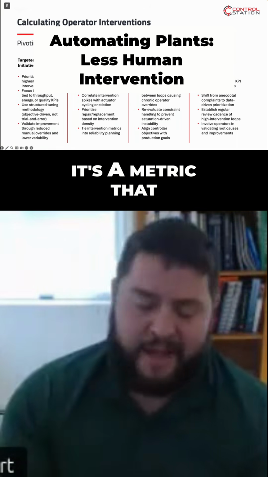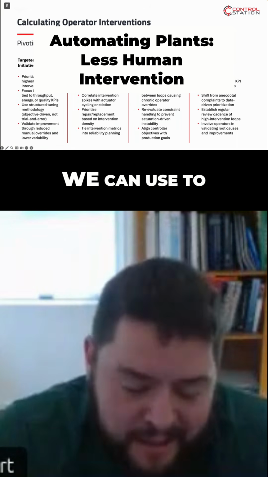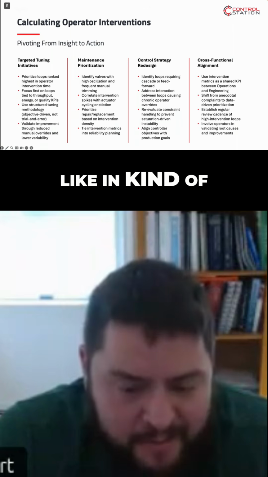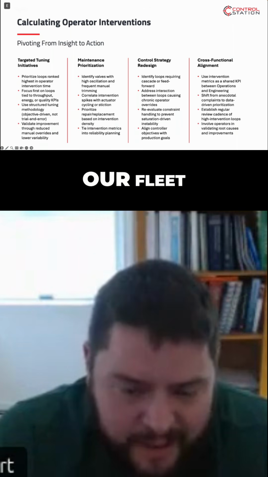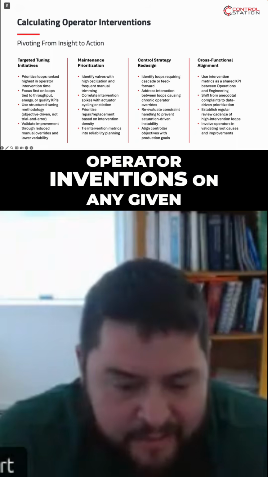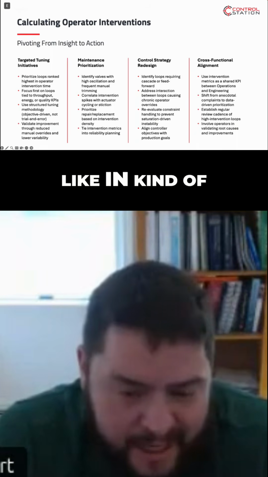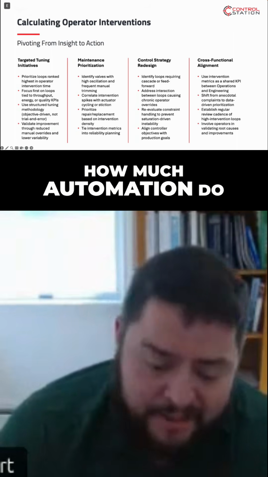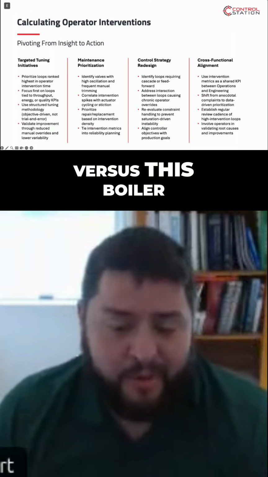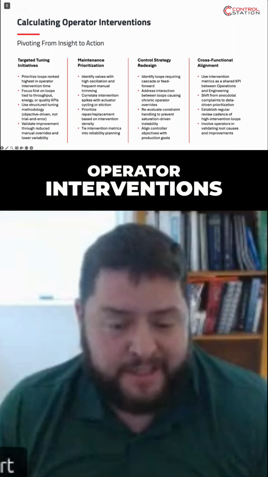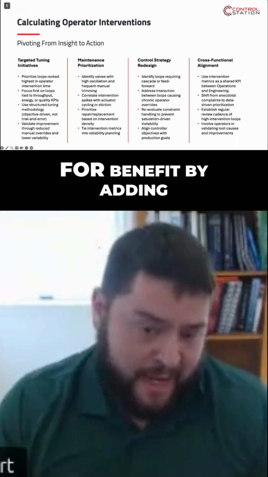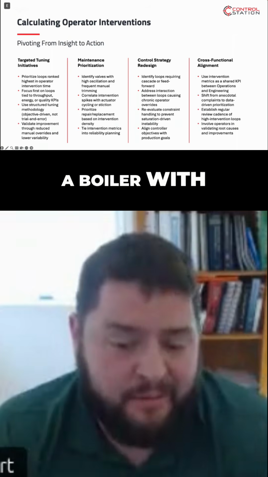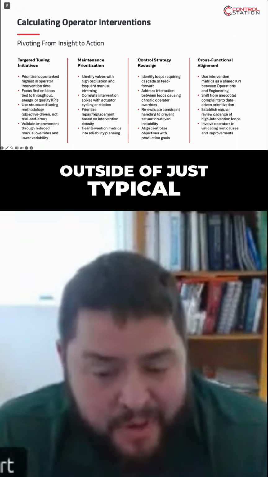More globally, it's a metric that we can use to benchmark our equipment, like-in-kind equipment or units across our fleet. So, you can look at operator interventions on any given like-in-kind, like a boiler across the entire fleet and look at, all right, how much automation do I have on this boiler versus this boiler? And what is the operator interventions? What's the load on the operator? What do I get for benefit by adding more automation to a boiler or running a boiler with less automation, outside of just typical process characteristics?